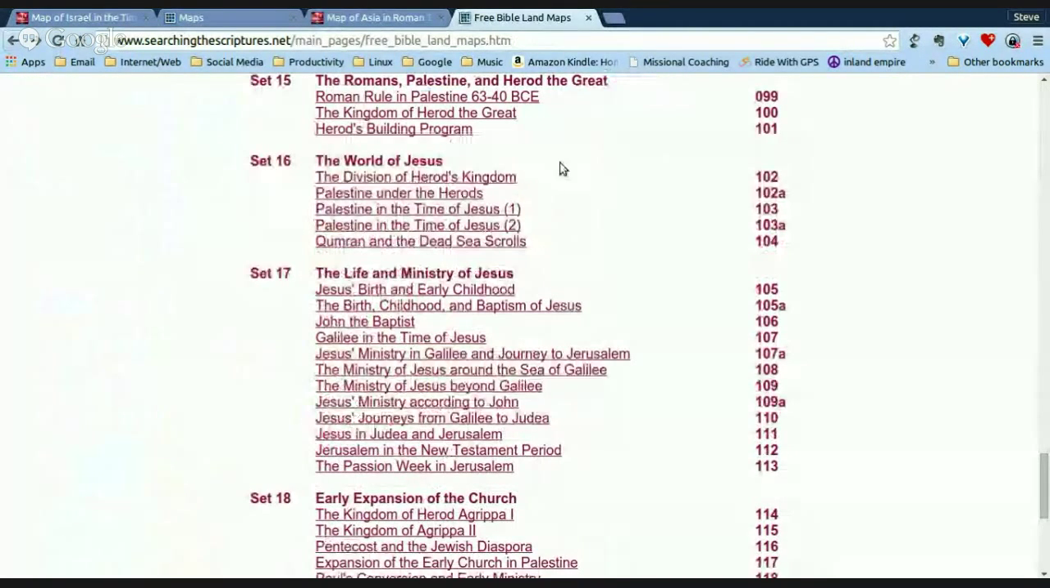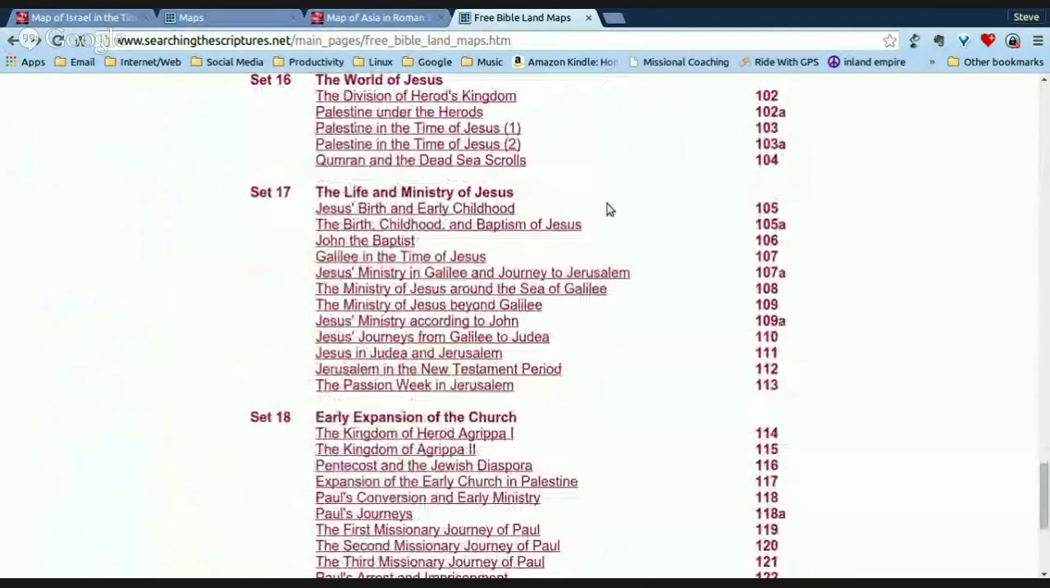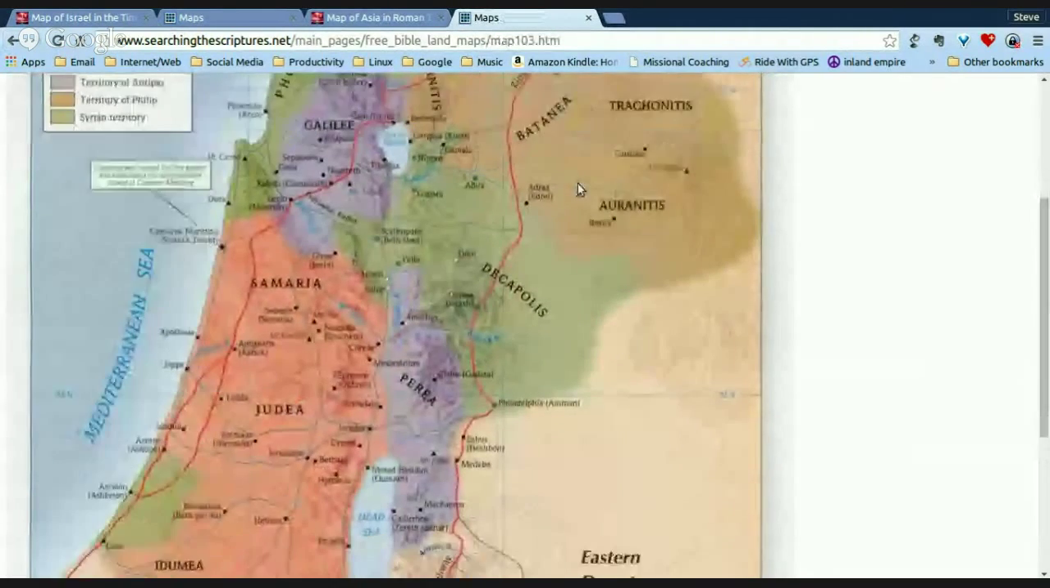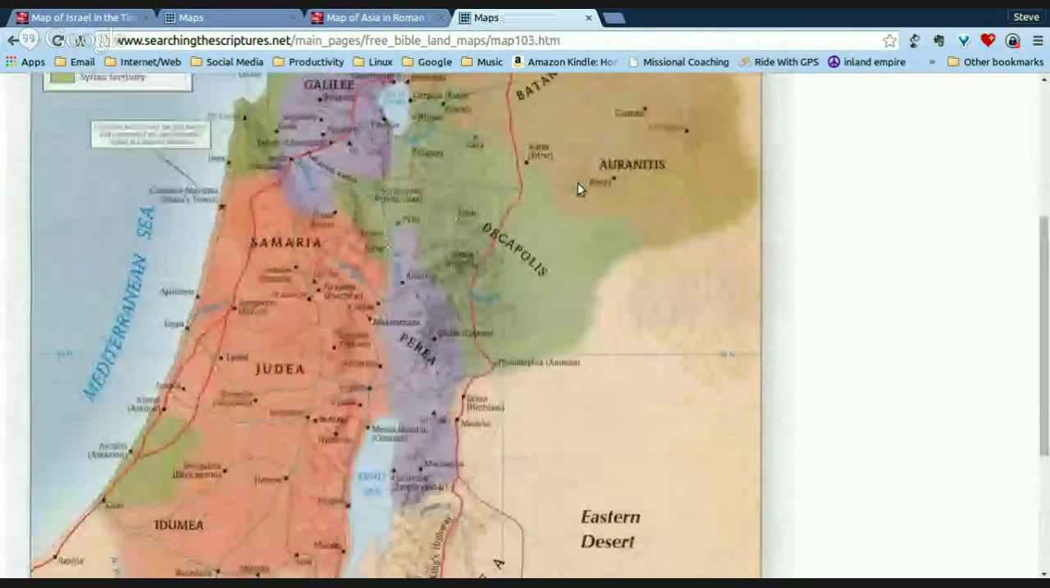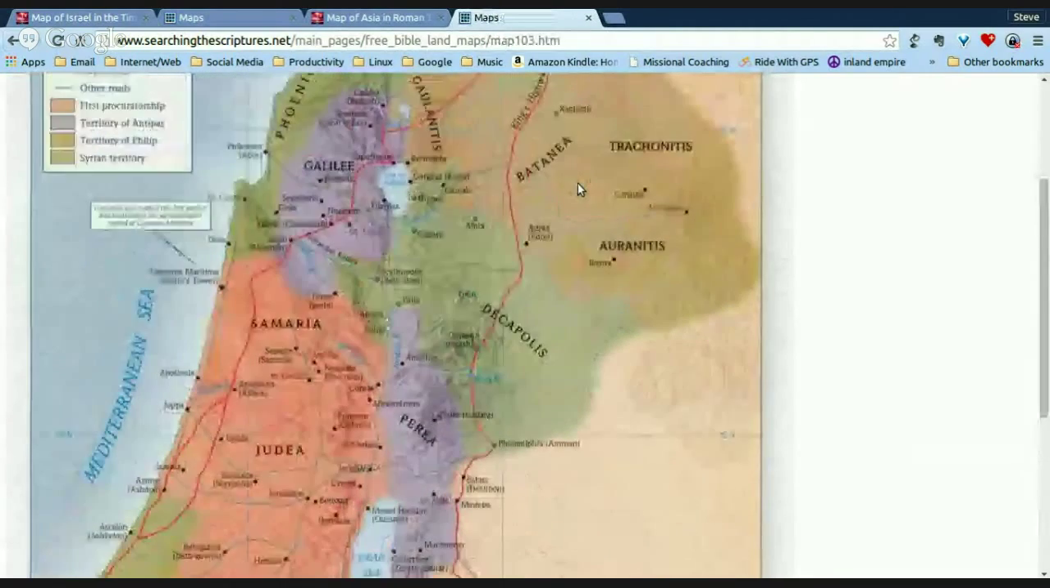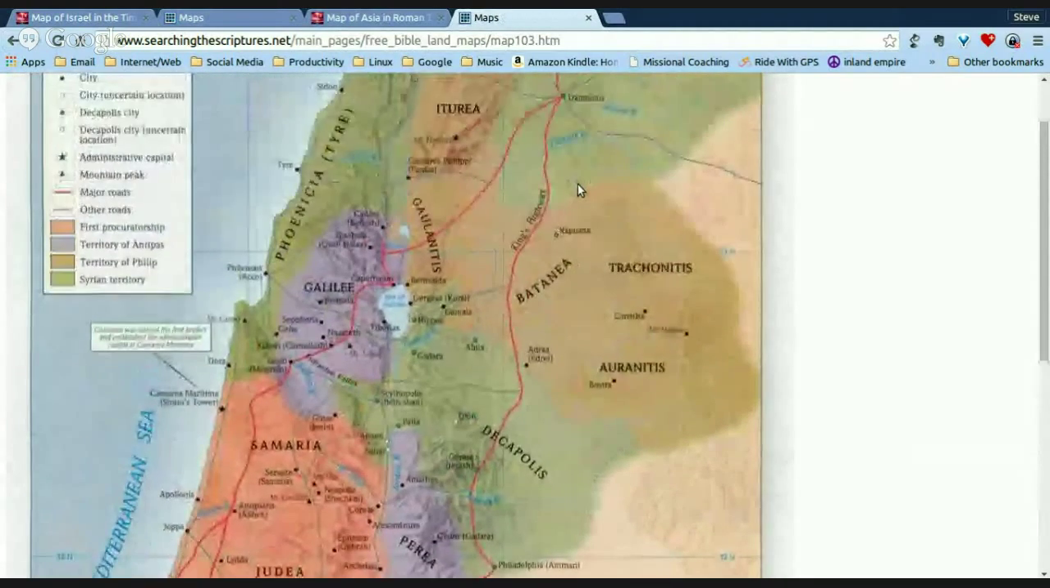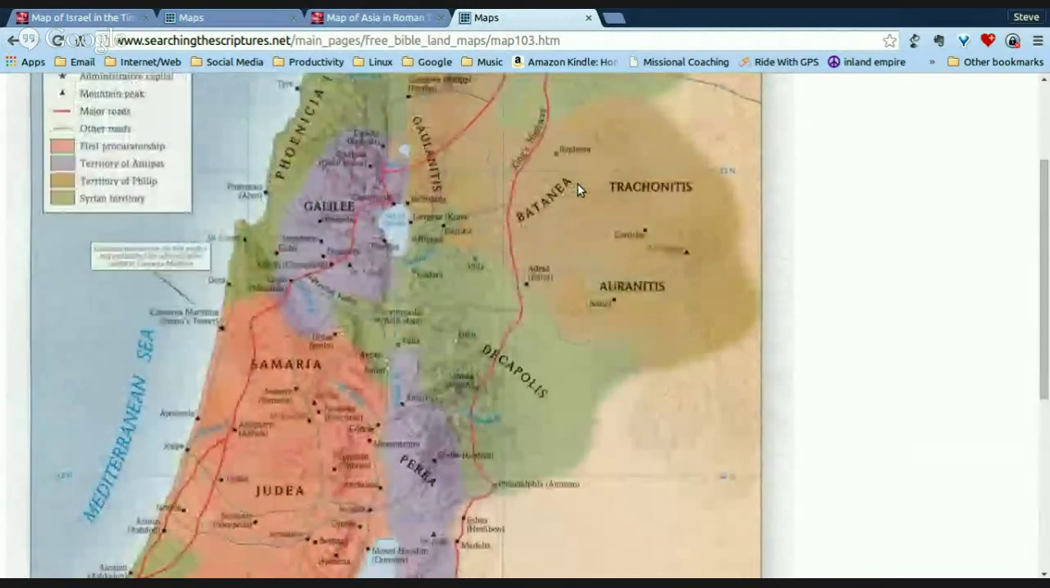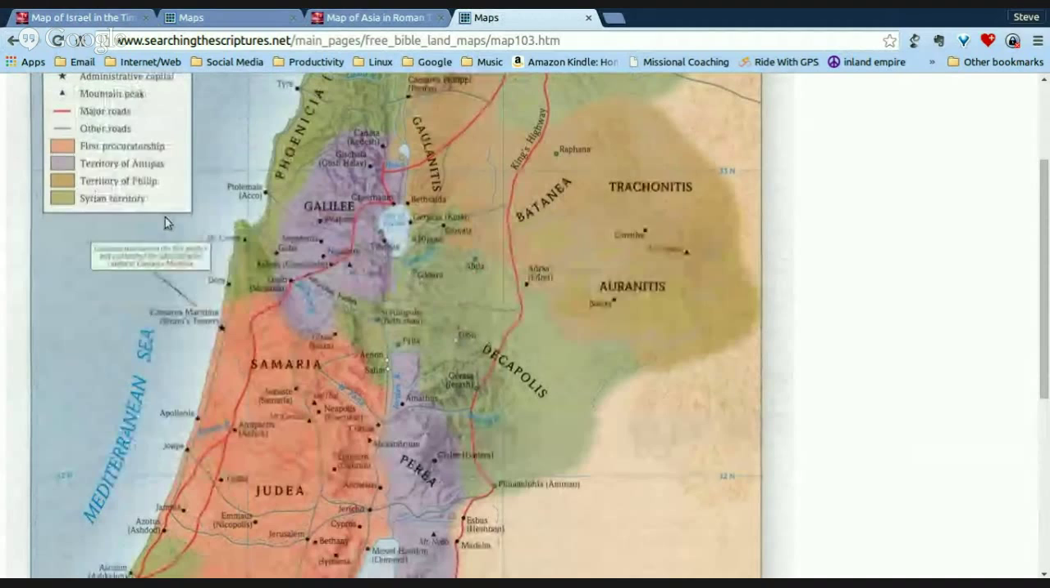All right, let's see which is the next map that I want to show you. Let's go to one of these maps. There's another map that I'd like to show you that is mostly just kind of a map with some major roads, the different regions and territories. Again, the regions of the different Herods, Herod Antipas and Philip, and these different guys.